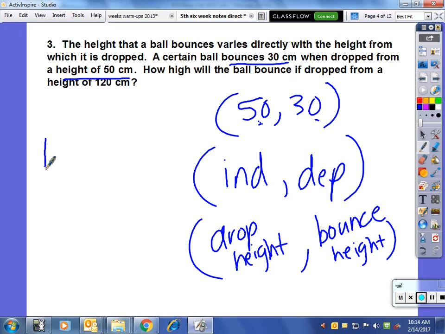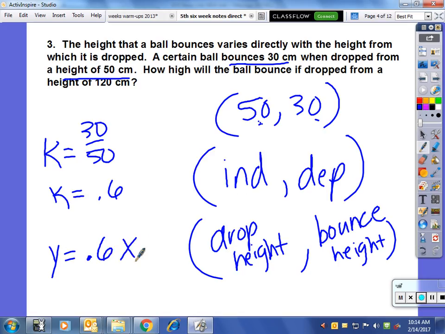What is the constant of variation here? In other words, the slope. Now the y-intercept is 0. The slope is not 0. 30 over 50, use your calculator, it's 0.6. So what's the equation? Y equals 0.6x.